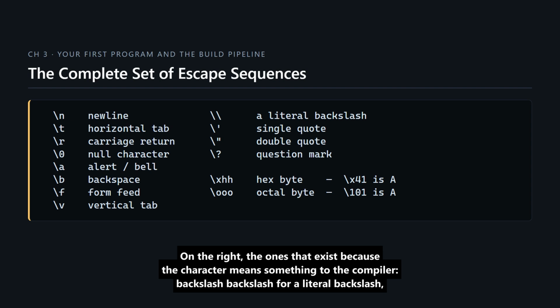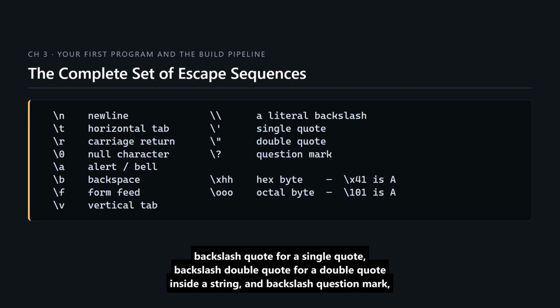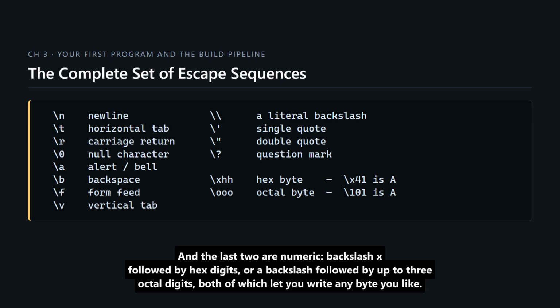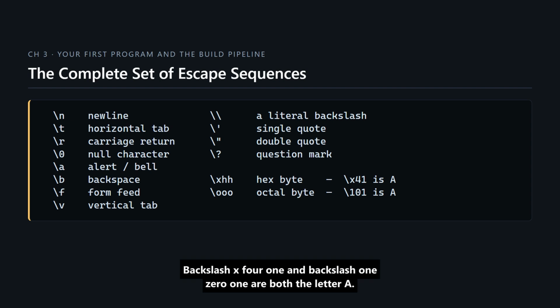On the right, the ones that exist because the character means something to the compiler. \\ for a literal backslash. \' for a single quote. \" for a double quote inside a string. And \? which is a historical curiosity to do with trigraphs. And the last two are numeric, \x followed by hex digits, or a \ followed by up to 3 octal digits, both of which let you write any byte you like. \x41 and \101 are both the letter A.